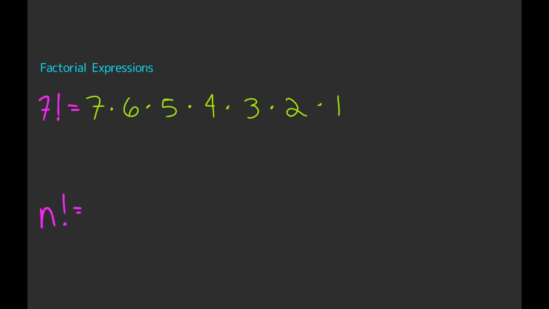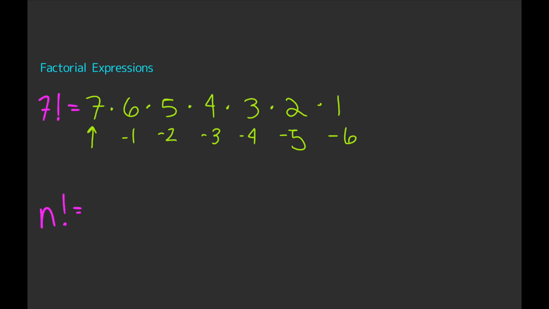But let's think about this. What's really happening here? We're starting with this number, 7. And we're going 7 minus 1, 7 minus 2, 7 minus 3, 7 minus 4, 7 minus 5, and then 7 minus 6. So do you see how 6 equals 7 minus 1, 5 equals 7 minus 2, 4 equals 7 minus 3, and 3 equals 7 minus 4, so on and so on. For factorial expressions, we're going to use that information, which is something we actually already know and have been using, and we're just going to write it out using variables.